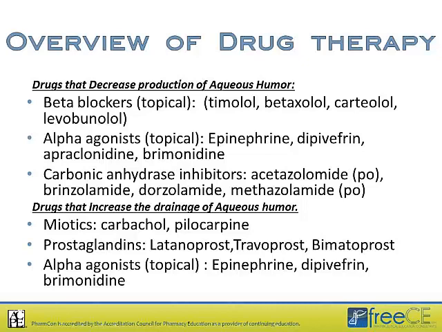We also have drugs that facilitate the drainage of the aqueous humor, similar to removing your foot off of the drain when the water builds up in your shower. So what we can do to sort of unclog that drain, we can use miotics like carbachol and pilocarpine, 2 very old drugs. We can use prostaglandins, latanoprost, travoprost, bimatoprost, and also the alpha agonists epinephrine, dipivefrine, and brimonidine also can facilitate drainage of the aqueous humor, as well as decrease production of the aqueous humor.